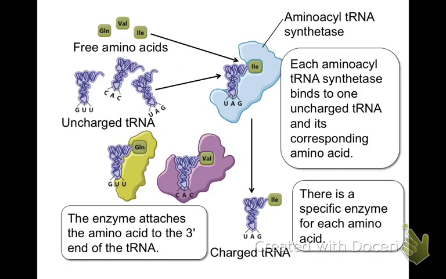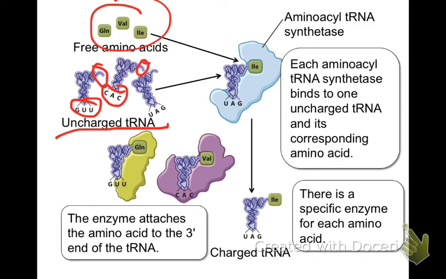All right, so this is what I just finished talking about. Here are my free amino acids: glycine, valine, isoleucine. And I've got what are called uncharged tRNA. These represent my tRNA. Here's the anticodon. Here's where the amino acid's going to attach. Anticodon, amino acid will attach here. Anticodon, amino acid will attach here. These are uncharged. When I say uncharged, that means they have not been bound to an amino acid.